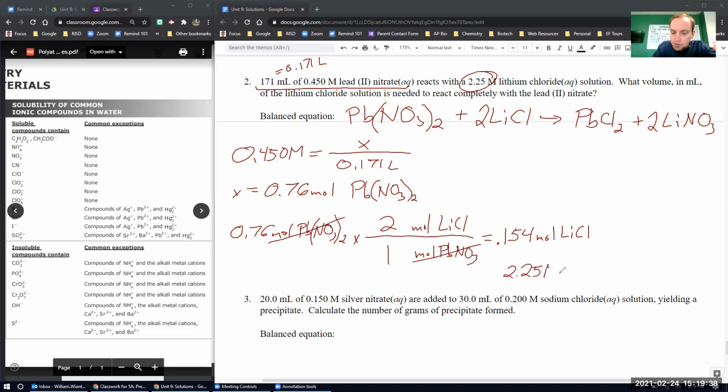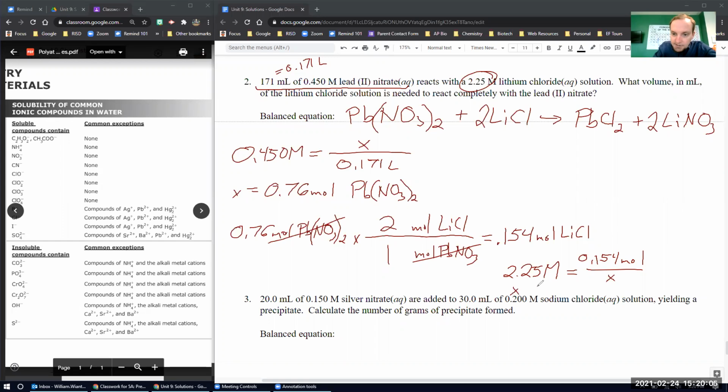2.25 molar solution is equal to 0.154 moles of lithium chloride over some unknown volume in liters. Again, you guys know, just as a shortcut, when the X is on the bottom, all I have to do is switch these two, and that will mathematically and algebraically be a legitimate move.